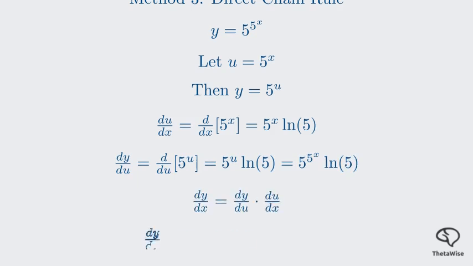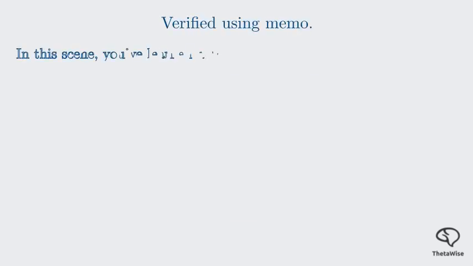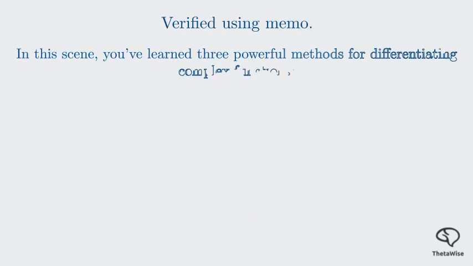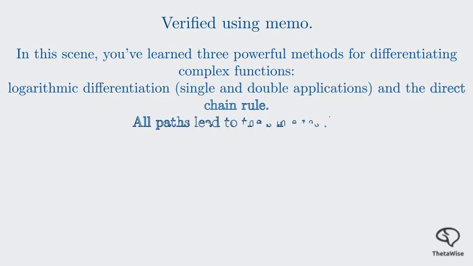Now we multiply these two parts together. dy/dx equals dy/du times du/dx, which is 5 to the power of 5 to the x, times ln 5, times 5 to the x times ln 5. This simplifies to the same result once again. We've verified all three methods. This example shows that sometimes there are multiple valid paths to the solution. The key is to choose a method you are comfortable with.